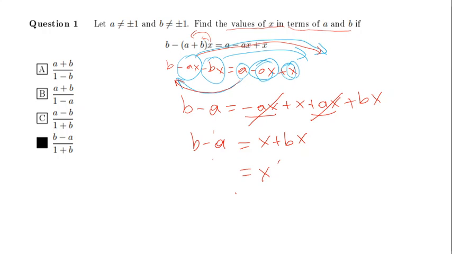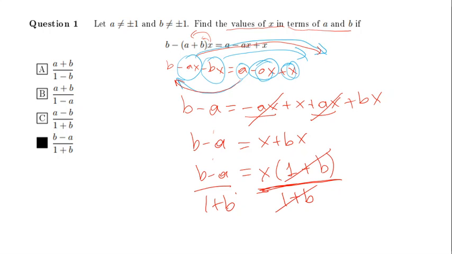X is the common factor here, so it's x times 1 plus b, equal to b minus a. Then if you want to isolate x, we have to divide this side by 1 plus b. So then we will have x equal to b minus a over 1 plus b, which is the answer.